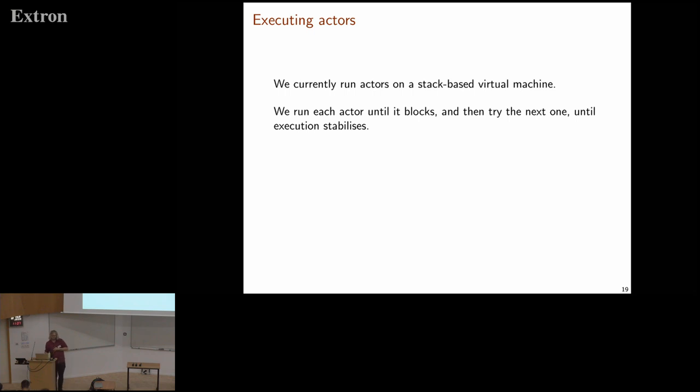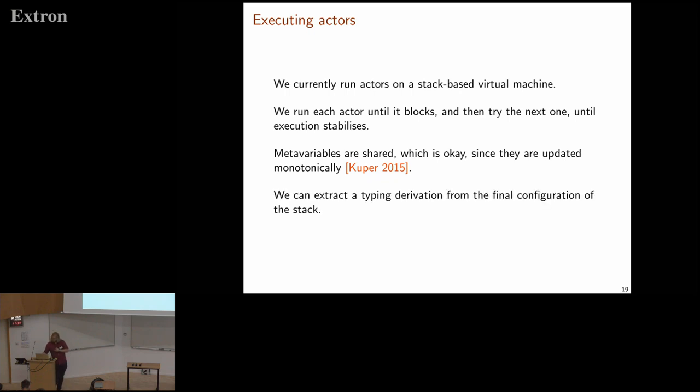That's something we want to do later. But the fun thing about this is that meta variables are shared, but that's okay because they are monotonically updated, like I said. The world can only get better. You can't back into a corner and make a mistake. And the fun thing is that after you run this, you can actually look at the remnants of the stack and derive a typing derivation from this. So I think that's really cool.